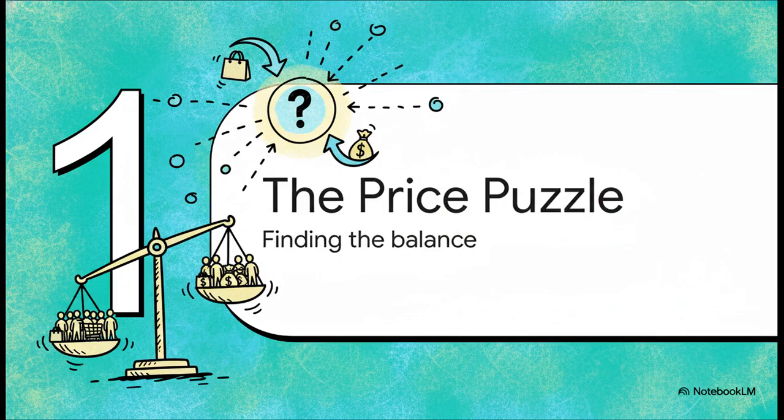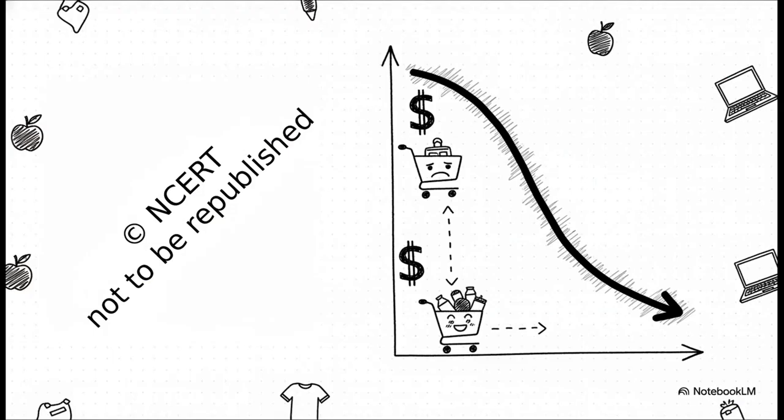So how in the world does this get sorted out? You've got these two groups, buyers and sellers, who want the complete opposite thing. How do they ever agree on a single price for anything? Let's dive into the mechanics of it. Let's start with us, the buyers.